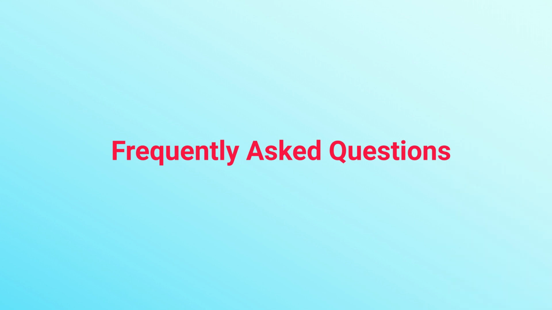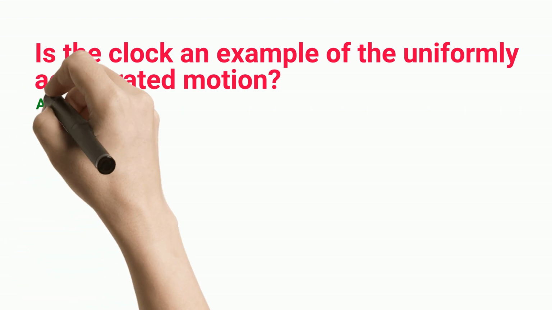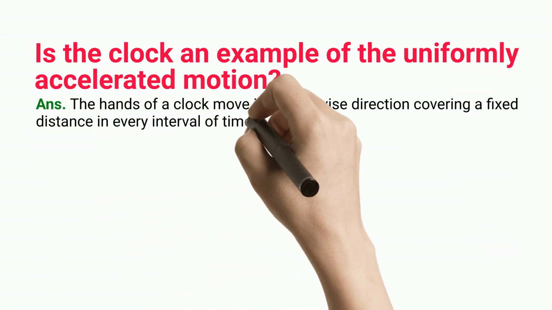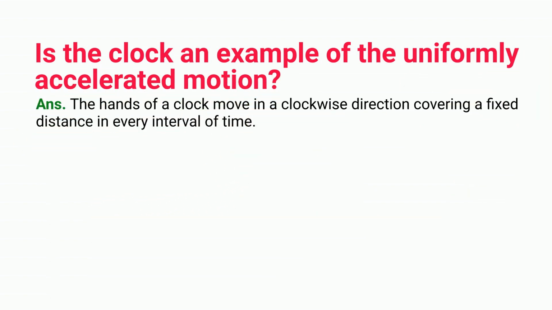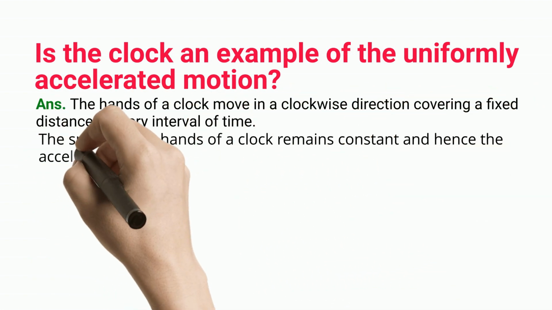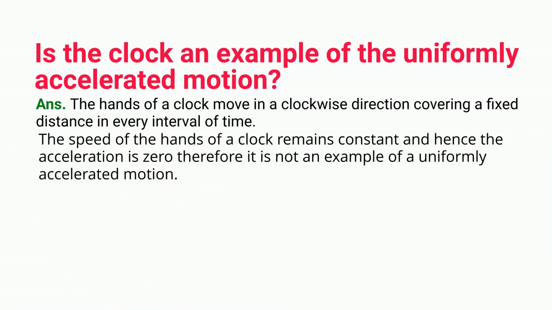Frequently asked questions. Is the clock an example of the uniformly accelerated motion? The hands of a clock move in a clockwise direction, covering a fixed distance in every interval of time. The speed of the hands of a clock remains constant, and hence the acceleration is zero. Therefore, it is not an example of a uniformly accelerated motion.